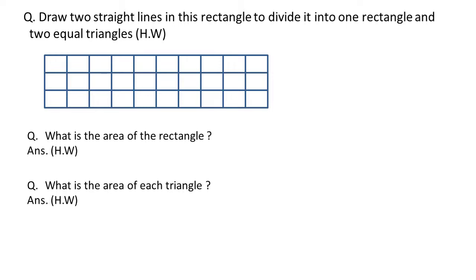Then next is, what is the area of each triangle? There will be two triangles, because you will be using a line to divide the rectangle to form two equal triangles. So we have to find out the area of each triangle. Okay, so this you take as a homework question.